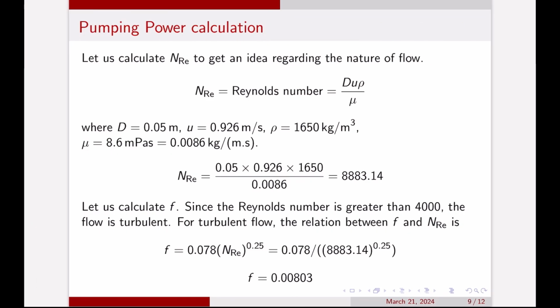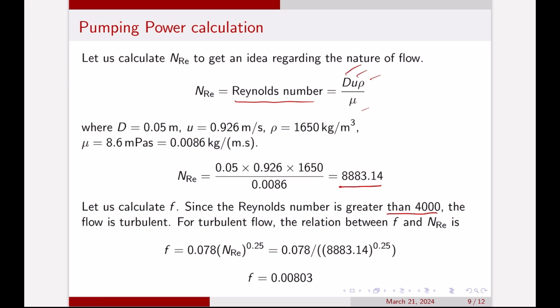Now next is to calculate Reynolds number to get an idea regarding the nature of the flow. So N_Re is Reynolds number, d U rho by mu. If we plug in d, U, rho and mu, we get Reynolds number as 8314. As Reynolds number is greater than 4000, it is a turbulent flow.